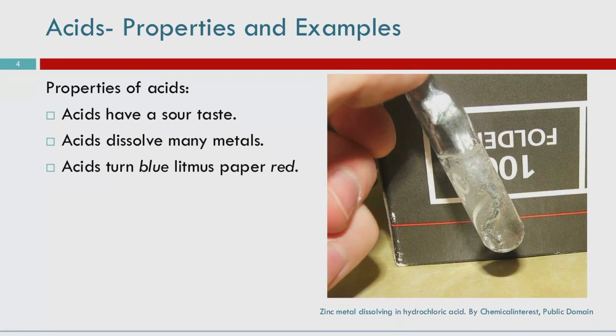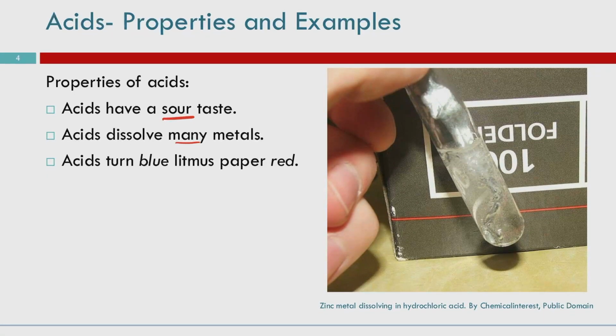Some properties of acids include having that sour taste, like lemons and limes. They can also dissolve many but not all metals. And if you have blue litmus paper, it'll turn that red. If you've got the fancy litmus paper, it'll turn it a specific color depending on which litmus paper you have.